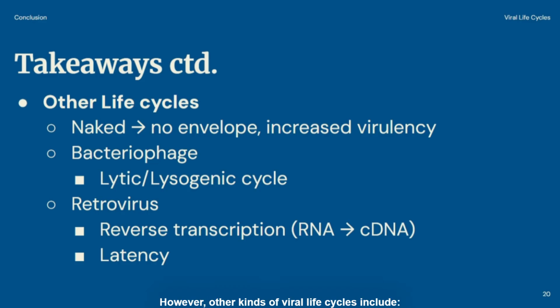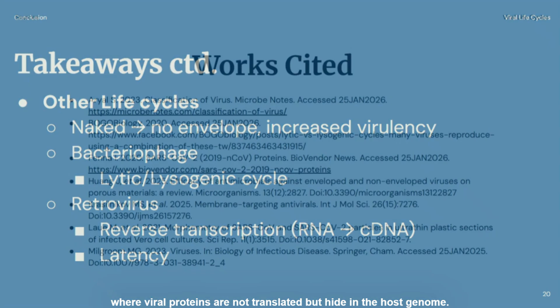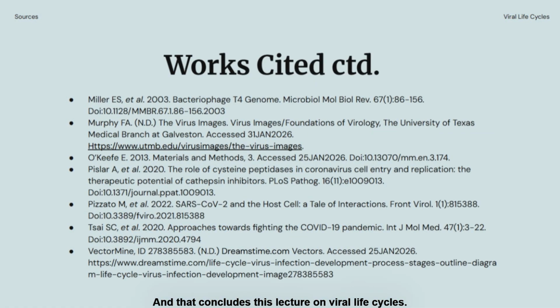However, other kinds of viral life cycles include naked viruses, which have no envelope and therefore can be more virulent because of their tough capsid and/or lysis of the host cell; bacteriophages, which can exhibit lytic cycles lysing the host cell, or lysogenic cycles in which they hide and replicate in the host genome; and retroviruses, which use reverse transcription to go from RNA to DNA and incorporate into the host genome, leading to periods of viral latency where viral proteins are not translated but hide in the host genome. And that concludes this lecture on viral life cycles.